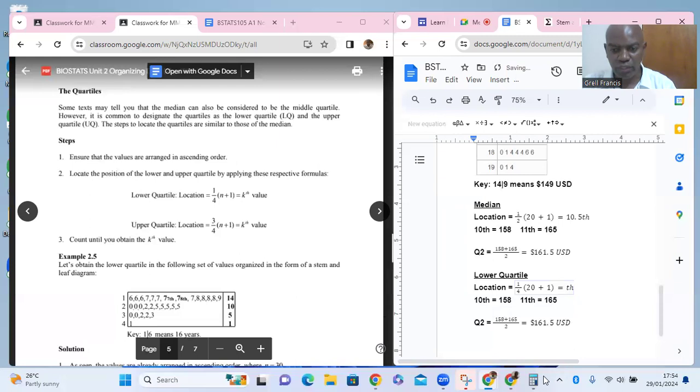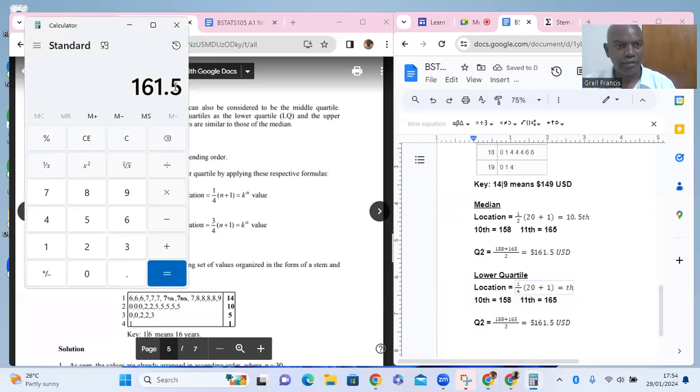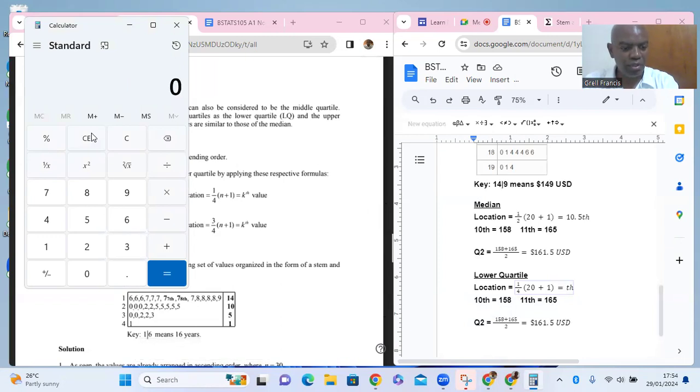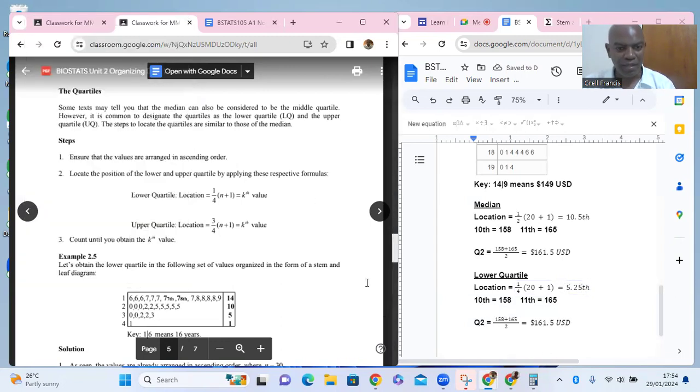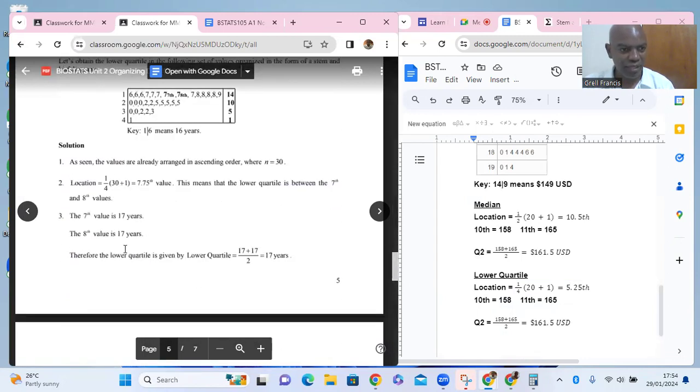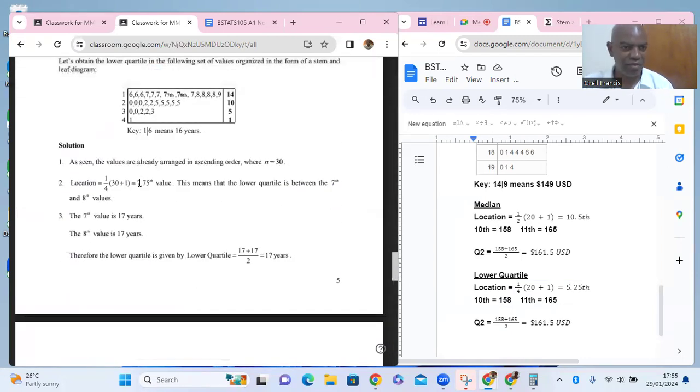So we go to the calculator. 1/4 is a quarter. Let's see how much that is. That's 0.25, but just to prove it, 0.25 times 21. We are looking for the 5.25 value. So therefore we need the 5th and the 6th. Just like how we have it here, the 7th and the 8th, because you have 7.75.